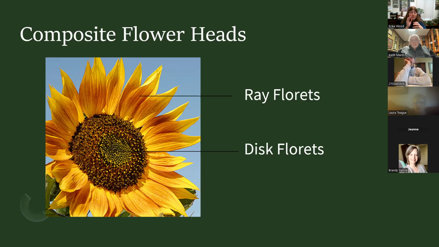And when we think about botany in general, especially prior to DNA analysis, a lot of times plants were grouped into their families based on their flowering structure. So that's what we go off of primarily, especially when it comes to classifying plants.